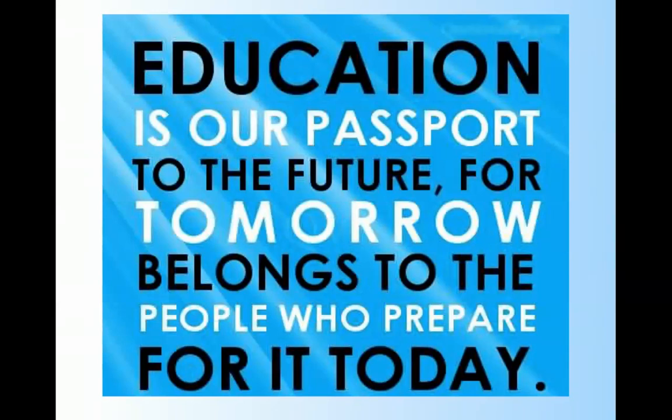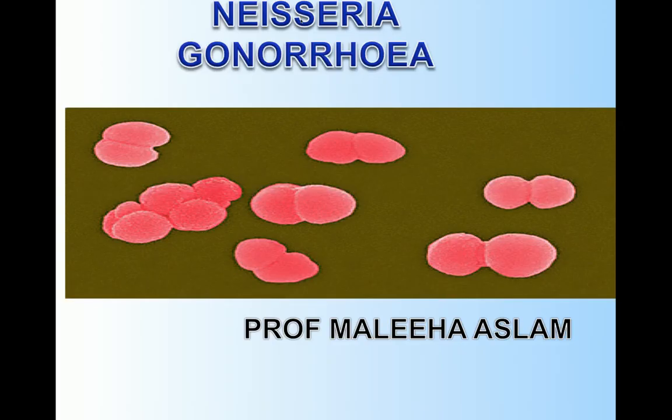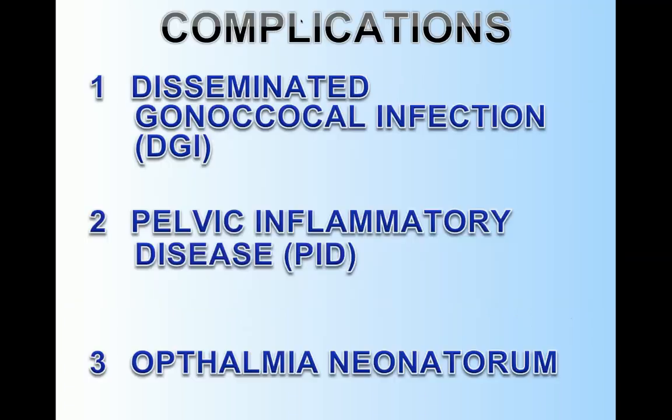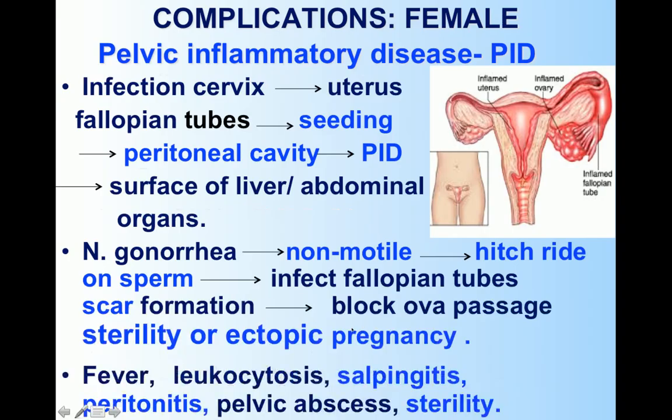Today I am going to discuss the complications and lab diagnosis of gonococcal infection. We have already done disseminated gonococcal disease in the previous lecture and are now left with pelvic inflammatory diseases and ophthalmia neonatorum. In females, pelvic inflammatory disease involves the peritoneal cavity and all the abdominal organs which are lying over there, like the liver, spleen, etc.